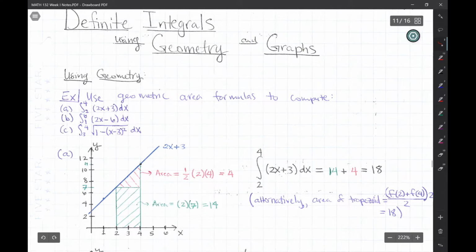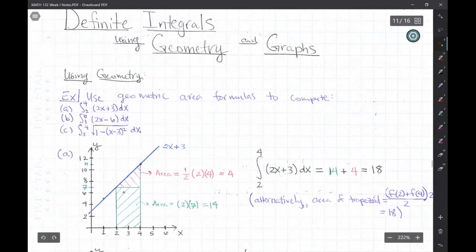Okay, so take a look at A. Here goes the function 2x plus 3 in blue there. Its graph is shown there. And what is this telling us? Well, we want the net area between x equals 2 and x equals 4. Okay, we want the net area of the region bounded by this curve and the x-axis from 2 to 4. Well, let's use geometry to compute that.